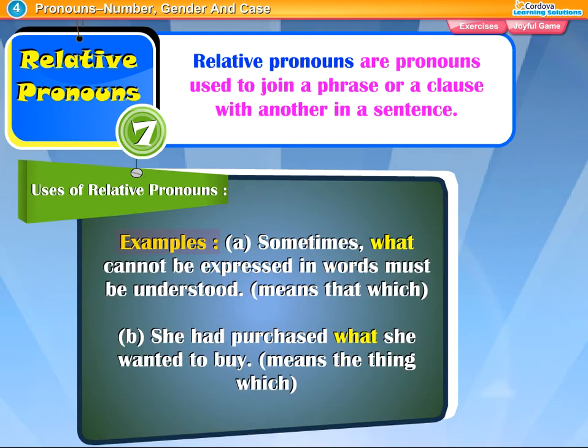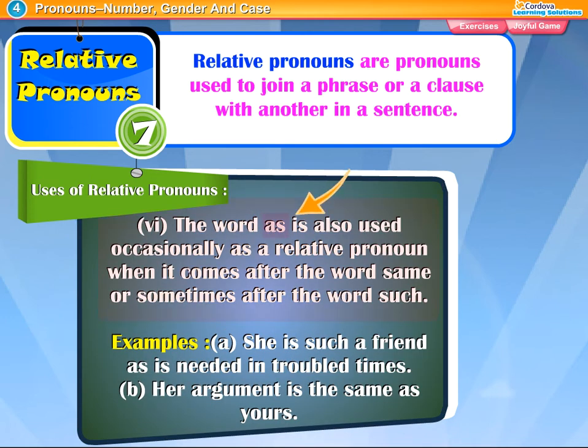Examples: sometimes what cannot be expressed in words must be understood, which means that which. She had purchased what she wanted to buy, means the thing which. The word as is also used occasionally as a relative pronoun when it comes after the word same or sometimes after the word such. Examples: she is such a friend as is needed in troubled times. Her argument is the same as yours.